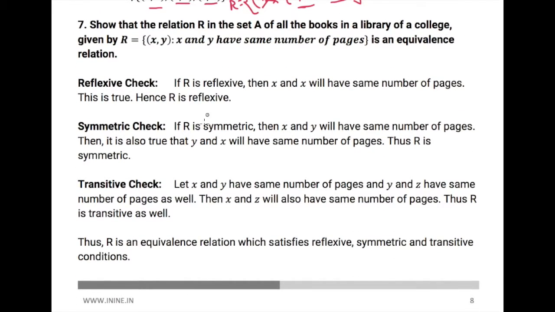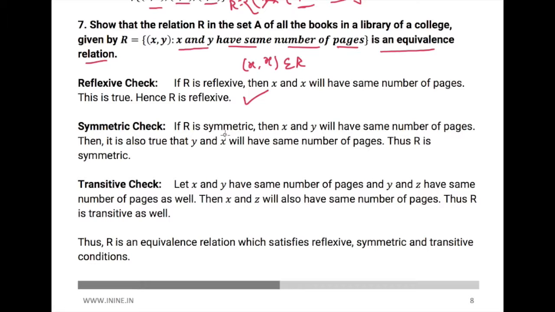Show that the relation R in the set A of all books in the library of a college given by x and y have the same number of pages. And we need to show that this is an equivalence relation. If R is reflexive, then (x, x) belongs to R. That is, x and x have the same number of pages, and this is true.